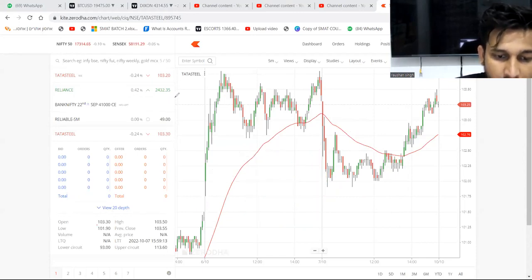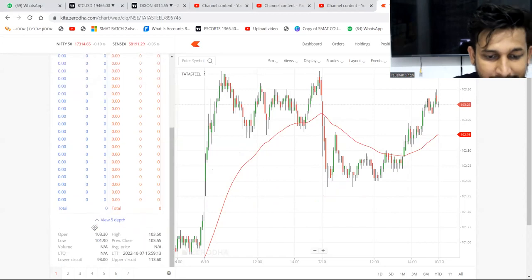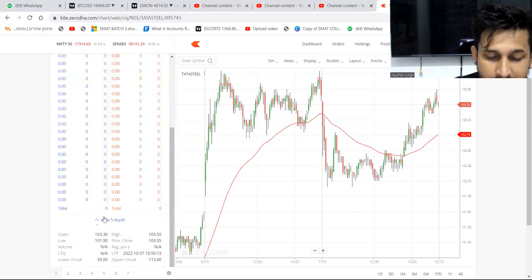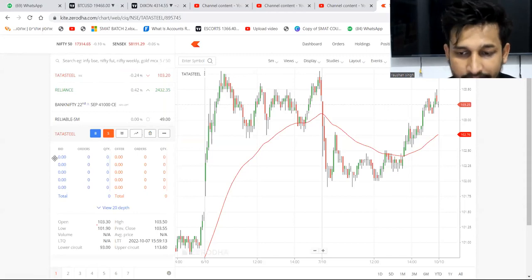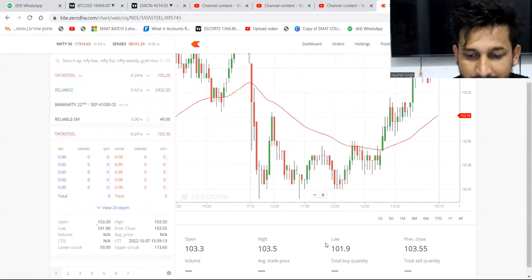Over here, view 20th depth means that we will be having market depth. At that point of time we were having just 5-1, and we can see up to 5 levels. When we click on 20, we'll have the 20th level, like up to the 20th order someone would have placed, at 103, 1, 2, 3, like this we can see. Tomorrow, Monday, when the market opens, I'll show you this.